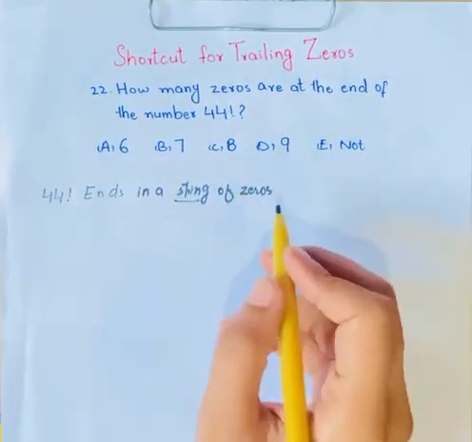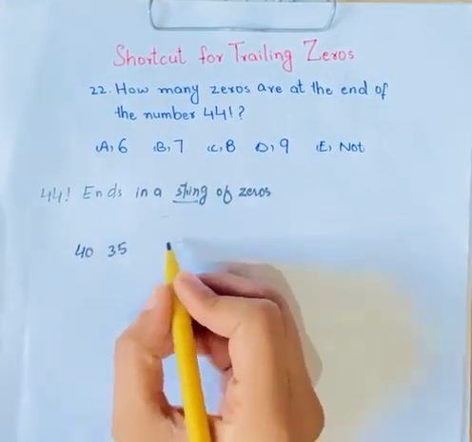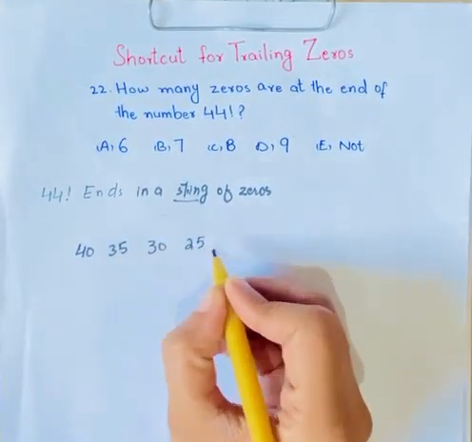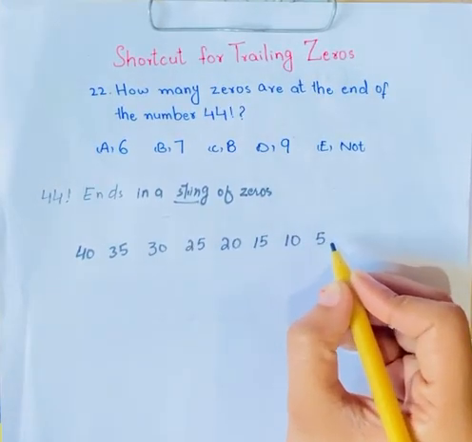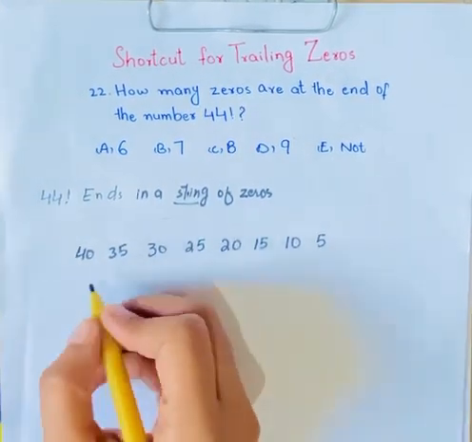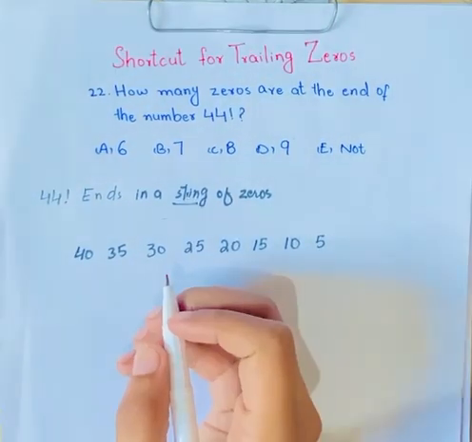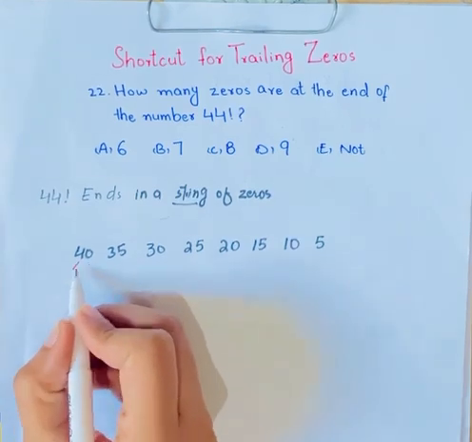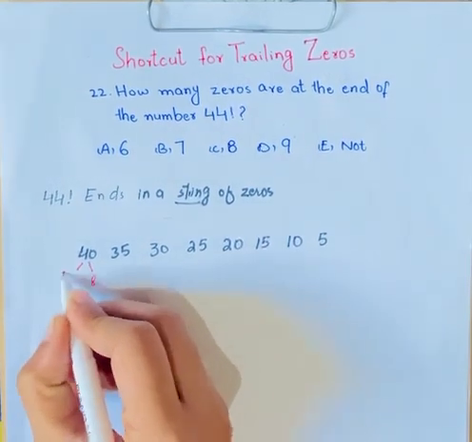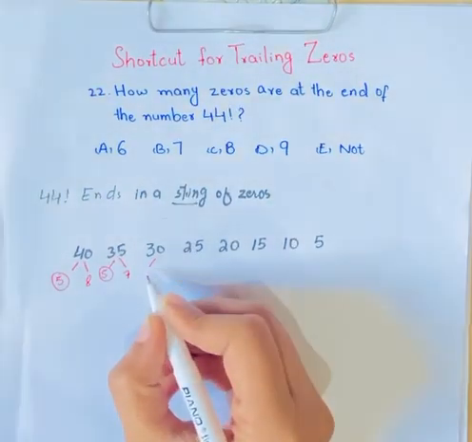So the old way for 44 factorial, let's just write all the multiples of 5. So 40 will be the first one, then 35, 30, 25, 20, 15, 10, 5. Well, we can take plenty of factors, but we are only concerned with the factors of 5. So for 40, that is 5 and 8, so we have one factor of 5 in there. For 35, 5 and 7, we have one factor of 5. 30, 5 and 6, we have one factor of 5 here.